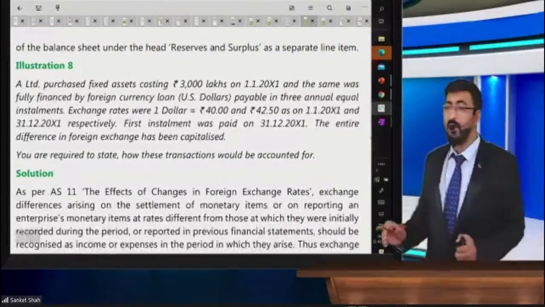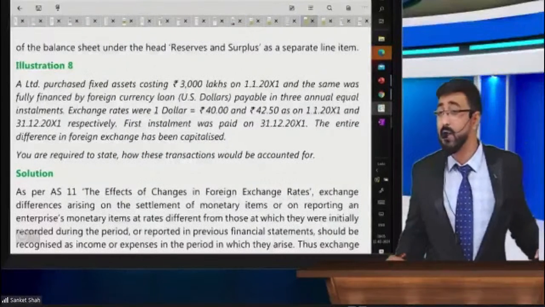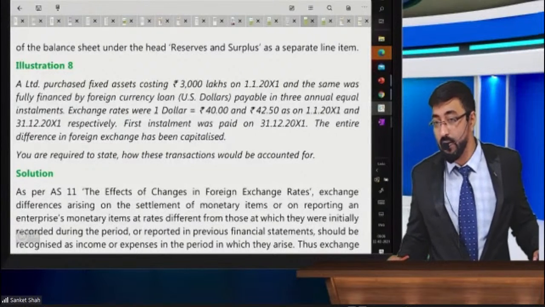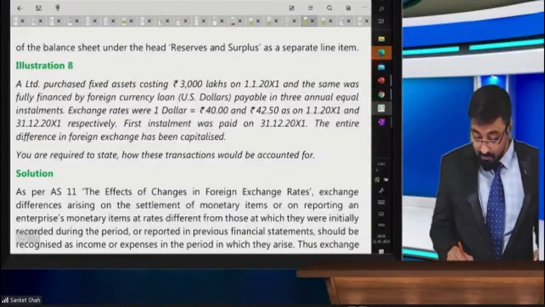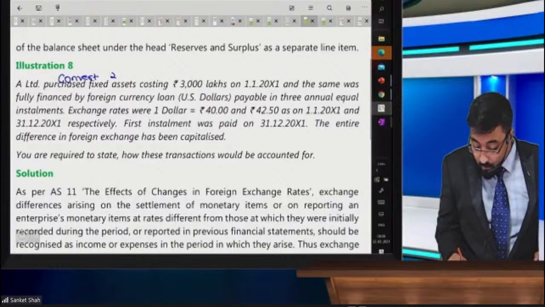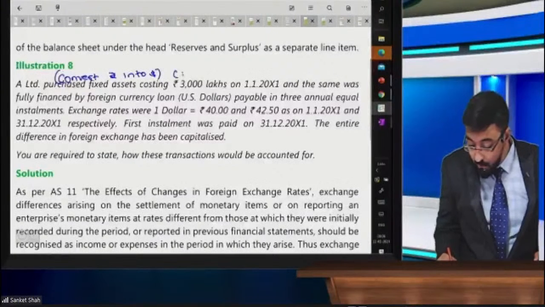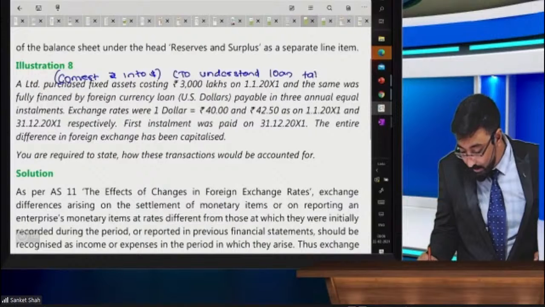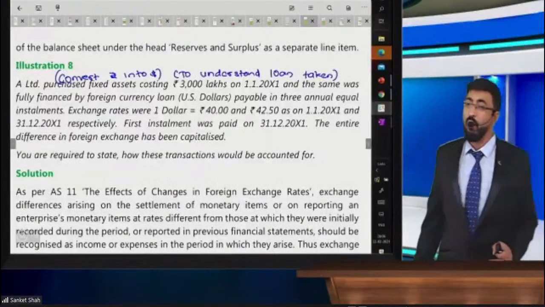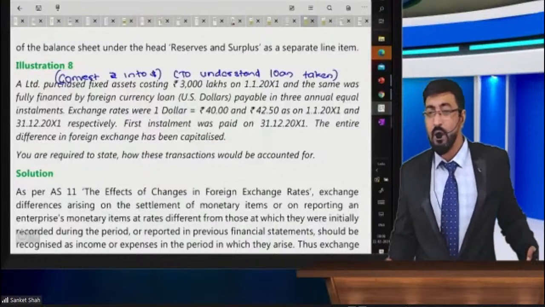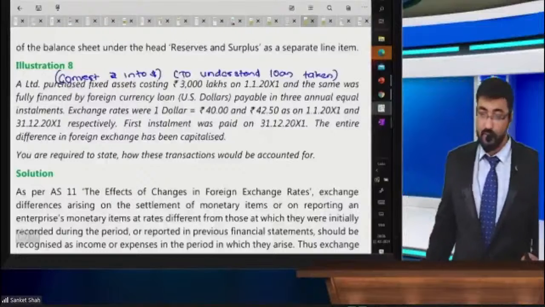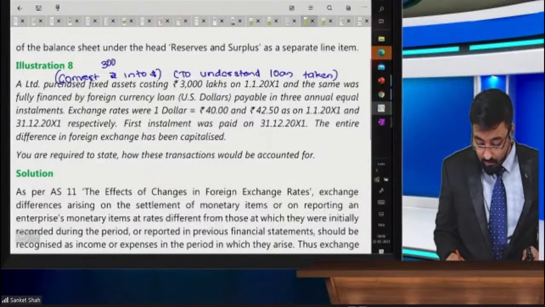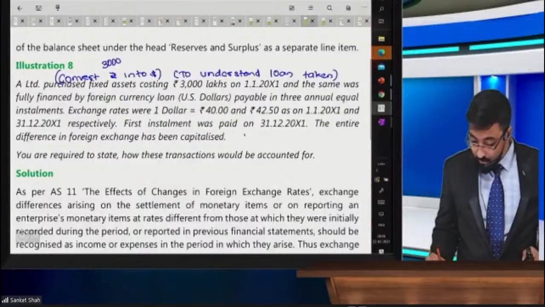Okay. So illustration number 8 is very easy. Now I will draw the time scale diagram. L Limited purchased a fixed asset costing rupees 3000 lakhs, and the same was fully financed by a foreign currency loan in 3 equal installments. So first, convert rupees into dollars. Why? To understand the loan taken. If you have a question, please write it down, because these answers you have to write in the same way as ICAI has given. Because a foreign loan is taken, we first convert rupees into dollars. Now the fixed asset costs rupees 3000, and at that time, what is the rate?